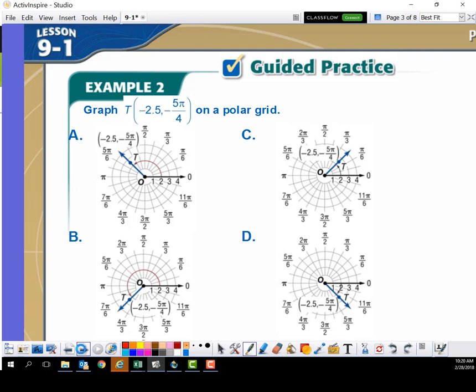All right, let's try another one. Okay, here's a problem for you to try. Go ahead where you're at, pause the video if you'd like, and see if you can pick which of these 4 graphs correctly shows you the location of point T.